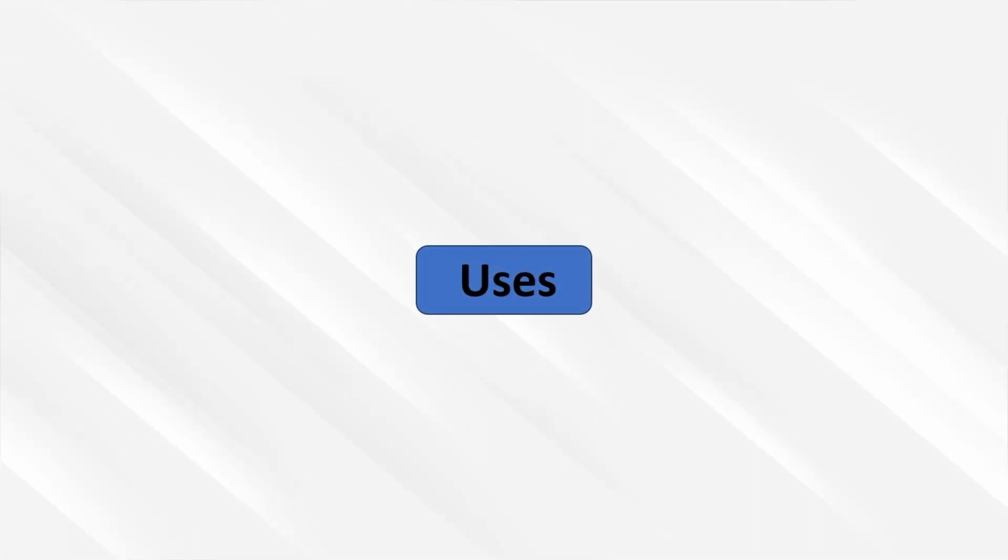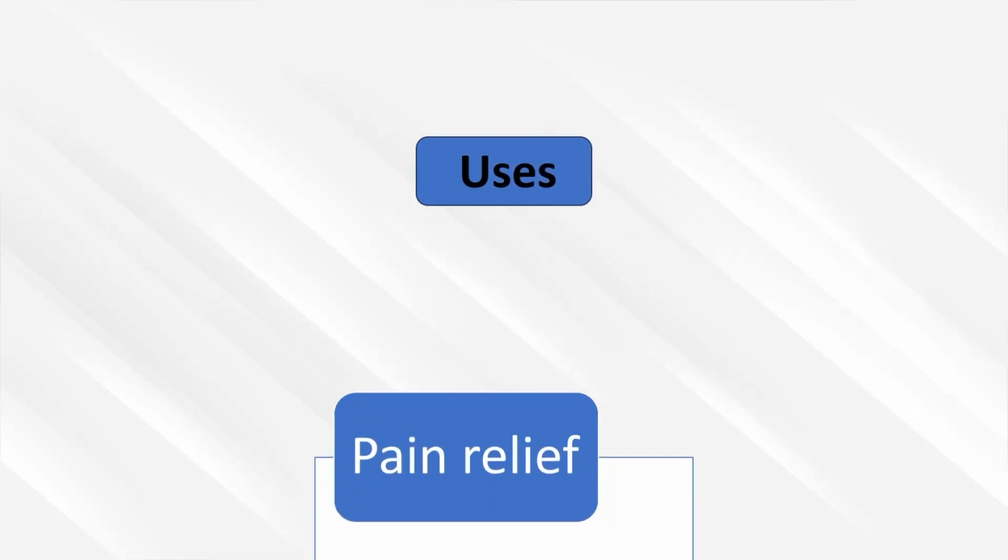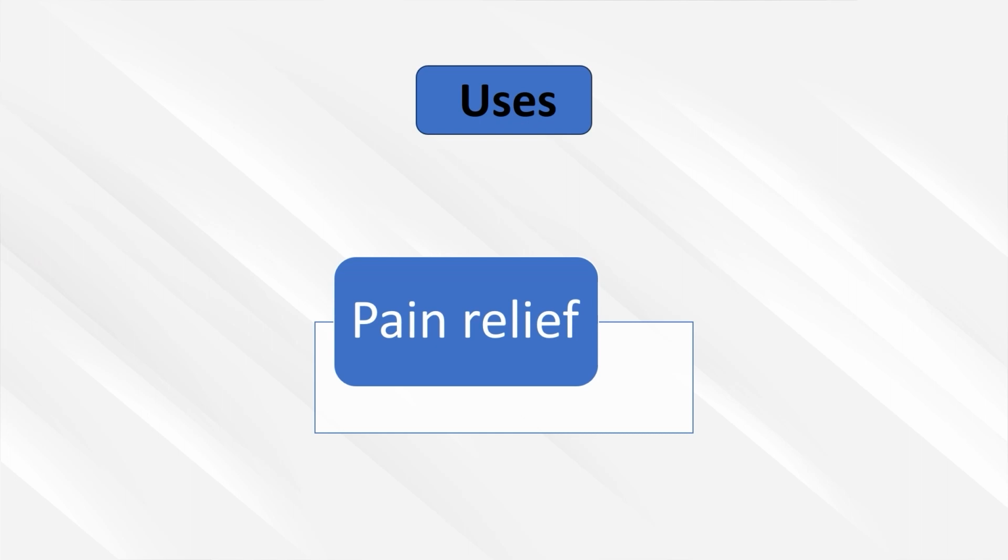Further, capsaicin has a wide range of uses. Pain relief: capsaicin is often used in topical creams and ointments to relieve pain. It works by blocking the transmission of the pain signal to the brain. So, capsaicin can particularly affect conditions such as arthritis, neuropathy, and muscular soreness.